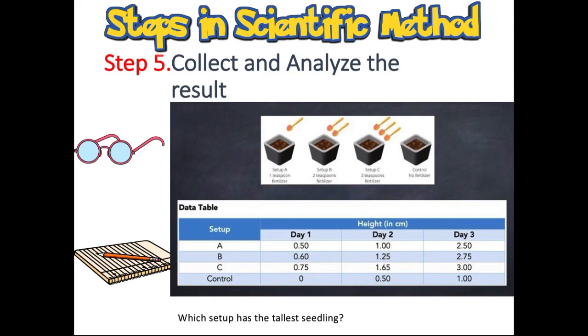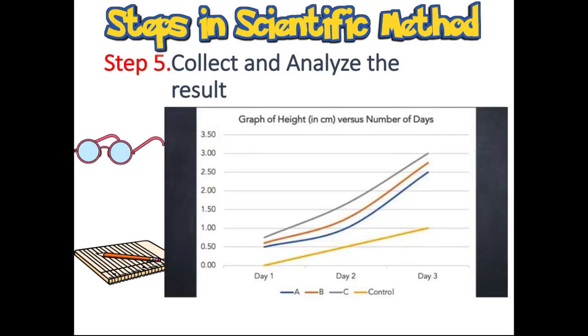We can also convert this data into a graph. It also helps us to analyze the result easily. As you can see, setup C is the tallest, represented by gray line, and the shortest is the control, represented by the yellow line.